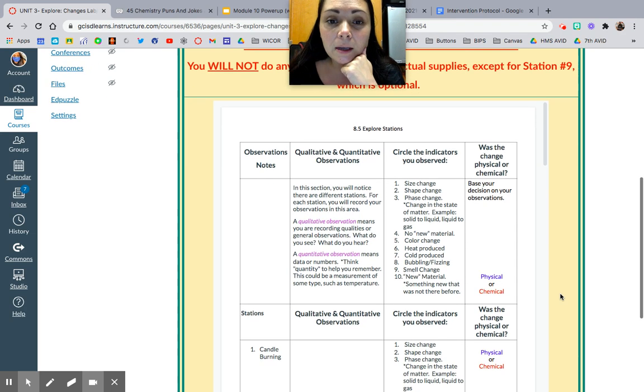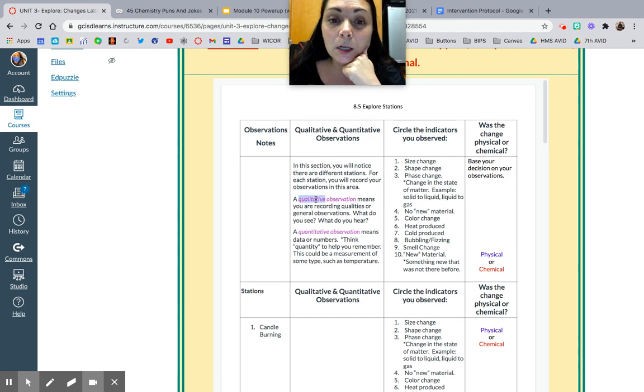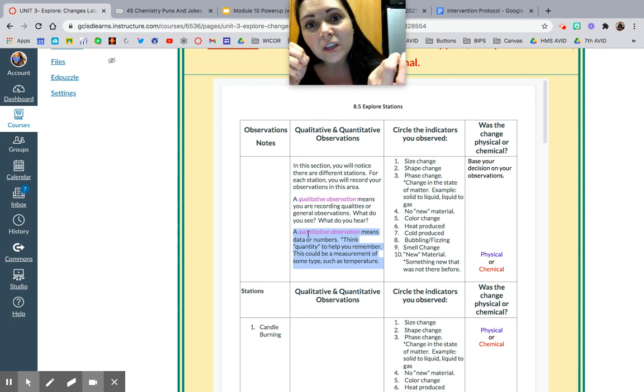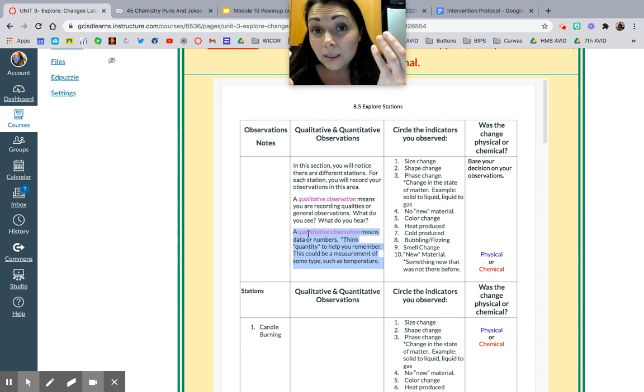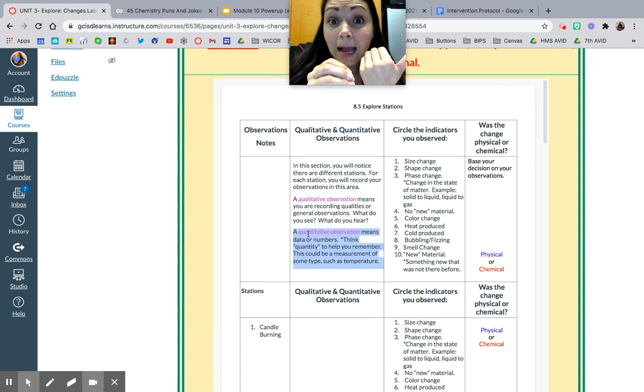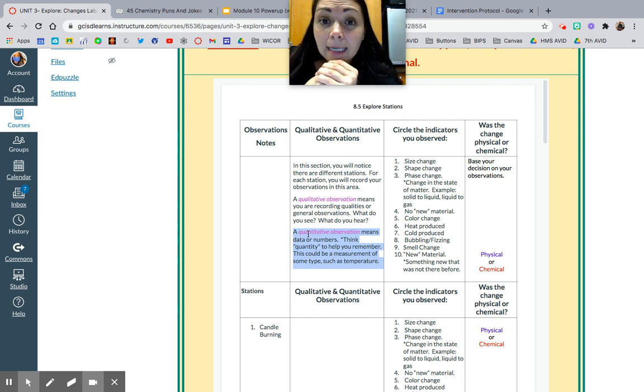So let's chat about the difference between qualitative and quantitative. The way I remember is the root word. Qualitative is quality. What is the quality like? Meaning, record your observations. What does it look like? What does it sound like? What does it feel like? Any changes that you can see. And then quantitative, think of the root word quantity, which is numbers, data. Anything that has a number, temperature, measurement, size, that would be quantitative data.